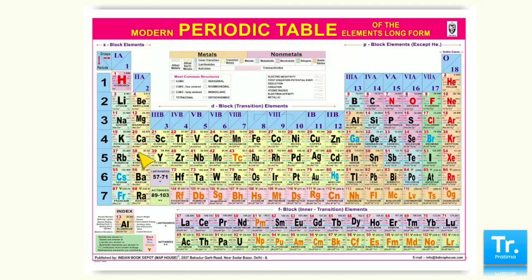Now one more thing which we did last year was, what is the first period? It is the shortest period. Why? Because there are only 2 elements in this period. The second and the third are short periods. There are 8 elements. The fourth and the fifth are long periods. There are 18 elements. And the sixth and the seventh are longest. There are 32 elements.